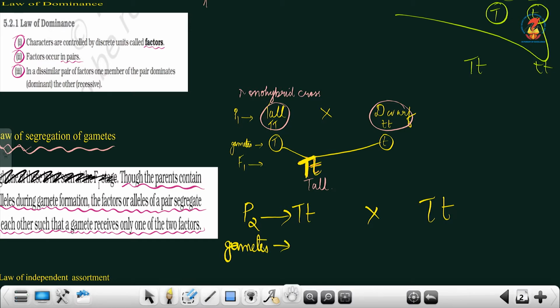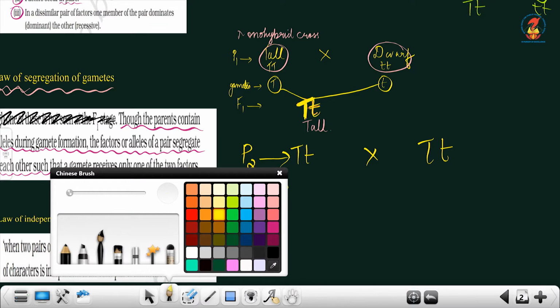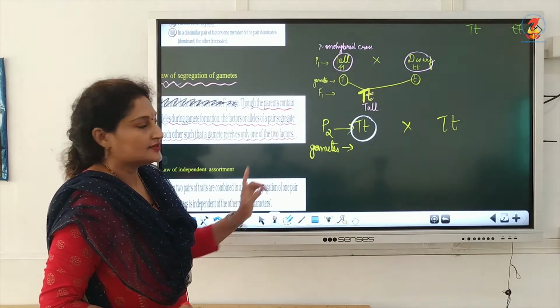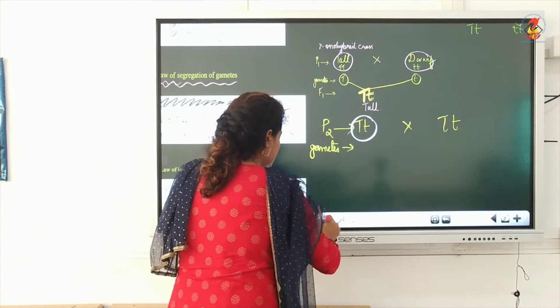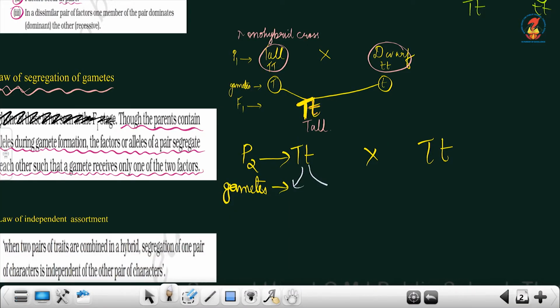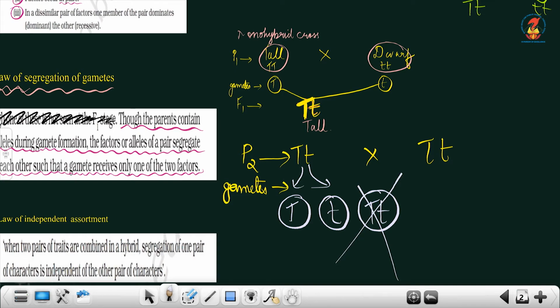Here, we have to apply the law. So, I am stating it with another color. Both the parents have both the alleles. What happens at the time of gamete formation? The alleles are going to separate in such a way that the gamete receives only one of the alleles. So, this gamete receives only one capital T and the other gamete receives only one small t. A third condition, that the gamete receives both the alleles, does not occur. Such a condition will never occur.